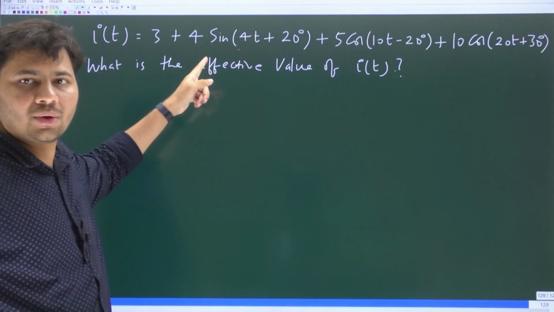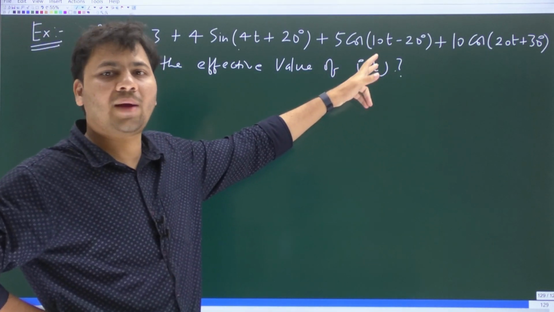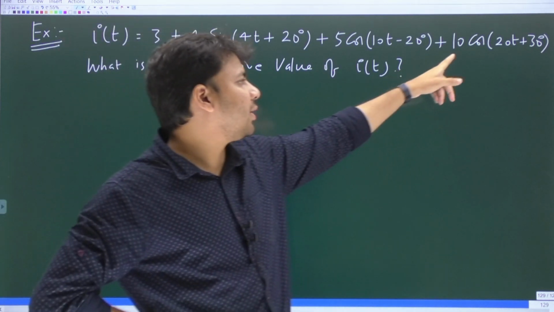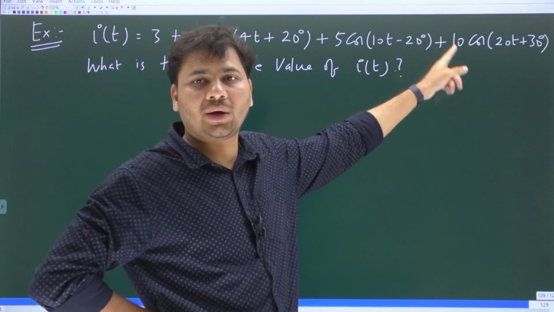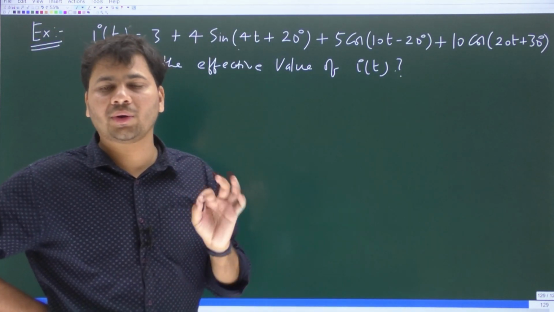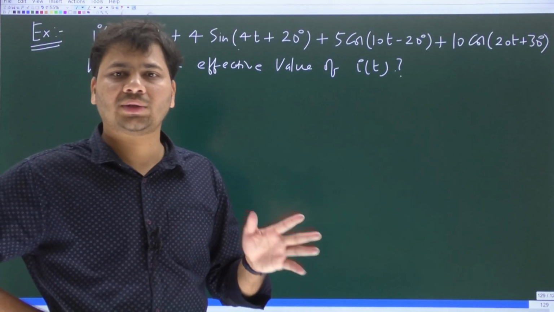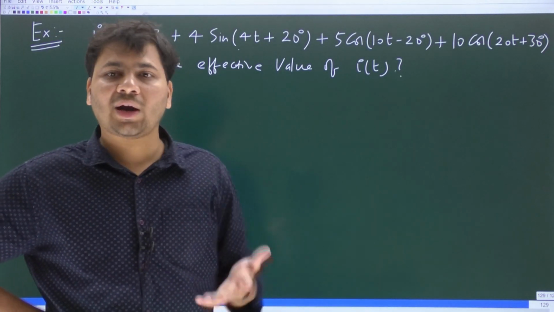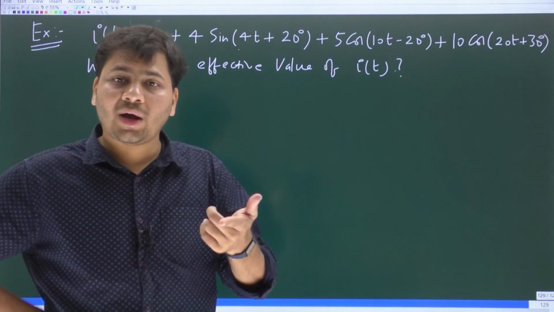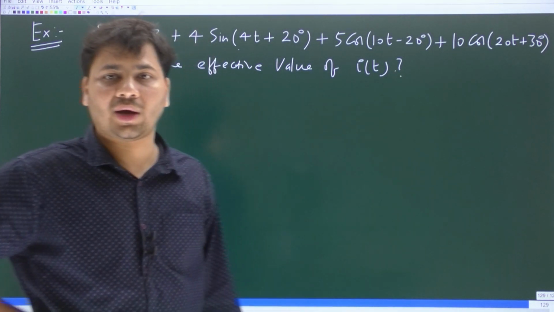For the second term, the RMS value is amplitude divided by root 2, 4 by root 2. For the third term, the amplitude is 5, RMS would be 5 divided by root 2. For the fourth term, the RMS value would be 10 by root 2. So in this way, we can easily write down the RMS value of each and every component. Because all 4 components are orthogonal, the overall RMS value is simply the square root of the sum of the squares of the RMS values of all the individual current components.